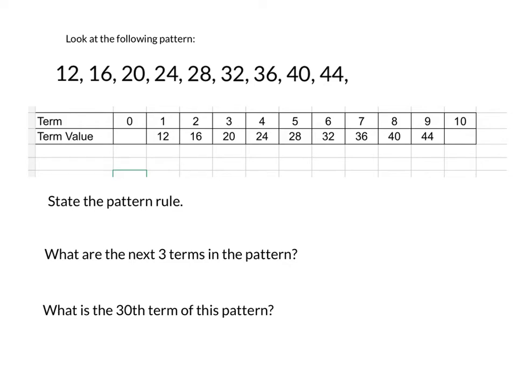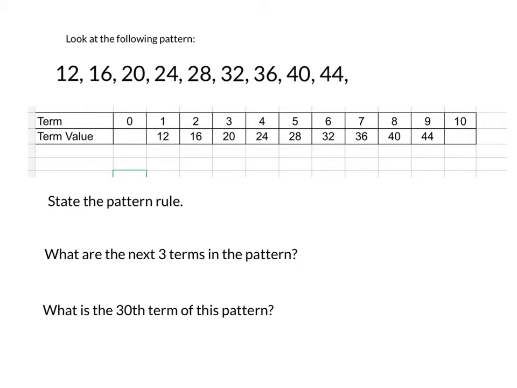So here's a question students are doing in math right now. You've got a pattern here that starts at 12, showing 9 terms here. There are 3 types of questions that could be asked here. State the pattern rule. What are the next 3 terms in the pattern? And then the hardest one, what is the 30th term of this pattern?